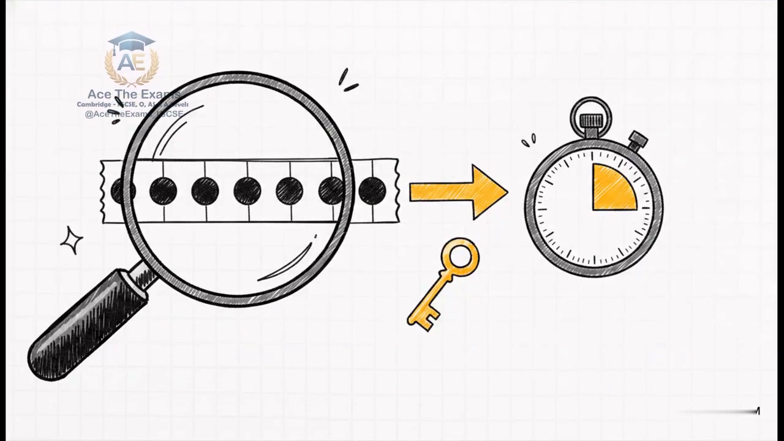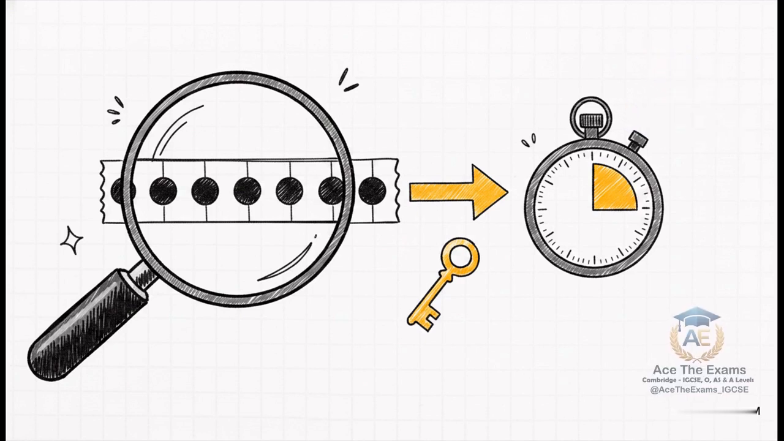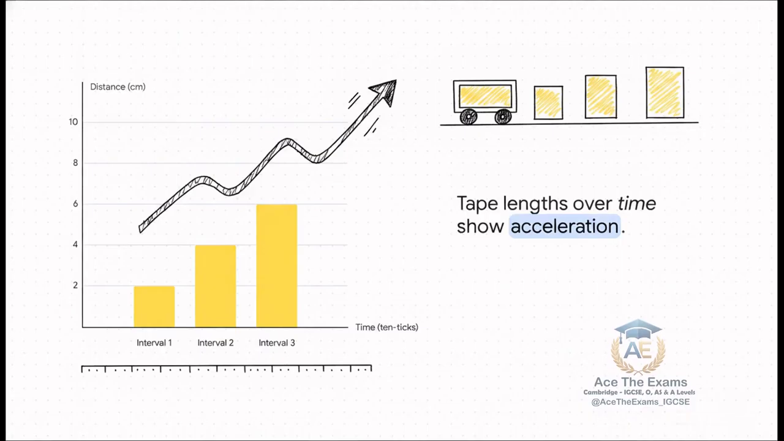Listen, if you only take away one single thing from this section of the explainer, let it be these numbers. The ticker tape timer makes a dot at very specific time intervals. One single tick, so the space between two dots, equals exactly 1/50th of a second. Therefore, a 10-tick space is 10 times that, which gives us exactly 1/5 of a second. Knowing this exact fraction of a second, that is the secret key to unlocking every single calculation mark in this practical. And this setup brilliantly illustrates acceleration.